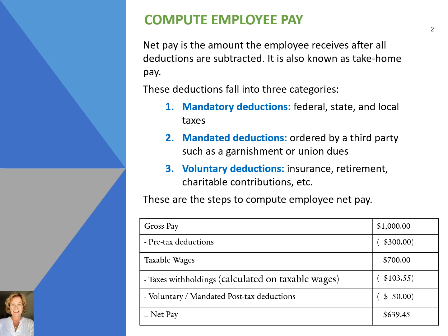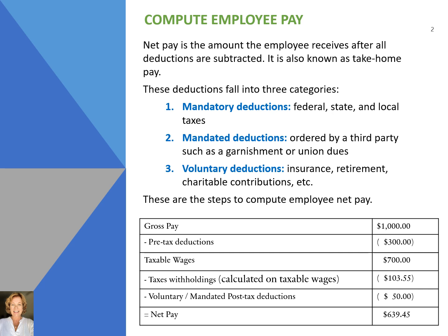The deductions fall into three categories. There are mandatory deductions, which include federal, state, and local taxes; mandated deductions, which are ordered by a third party, such as garnishments or union dues; and then there are voluntary deductions, which include insurance, retirement, charitable contributions, and other like deductions. So these are the steps you have to take to compute employee net pay.